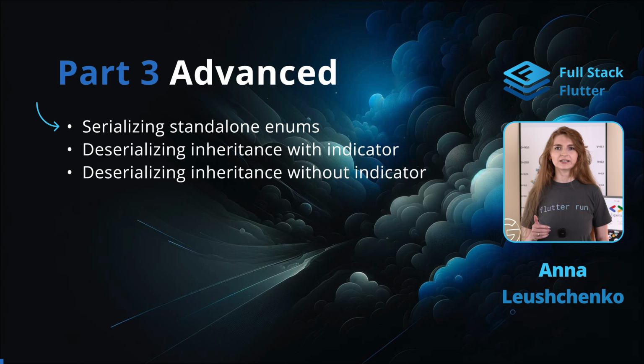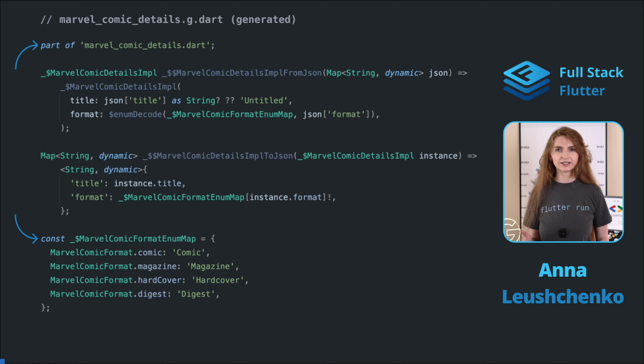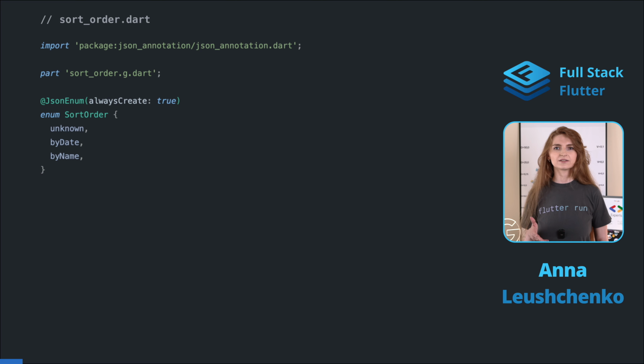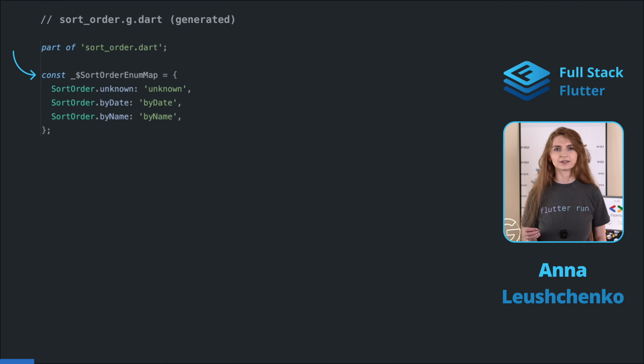Staying on the topic of enums, I'd like to point out that the serialization logic for the Marvel comic format enum was generated in the Marvel comic details file, because it has a field of this enum type. So if there is no JSON serializable model using such an enum, no code will be generated. However, there are cases where we want enums to serve as API request parameters, like this sort order enum here. Such enums will not be a part of any model, but we still want them to have the deserialization logic generated. This is easy to do with the alwaysCreate flag of the JsonEnum annotation. It also requires adding a part file declaration, where now a similar map was generated, even though the sort order type is not used in any model.